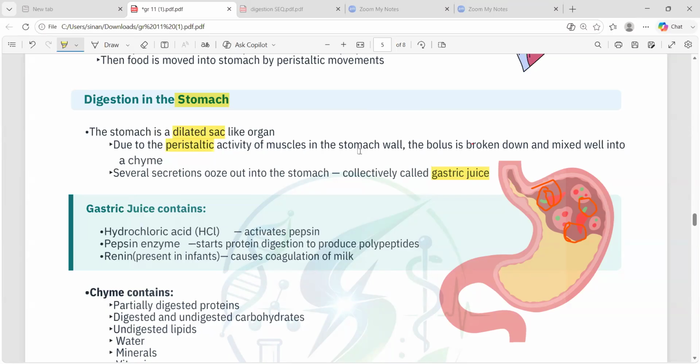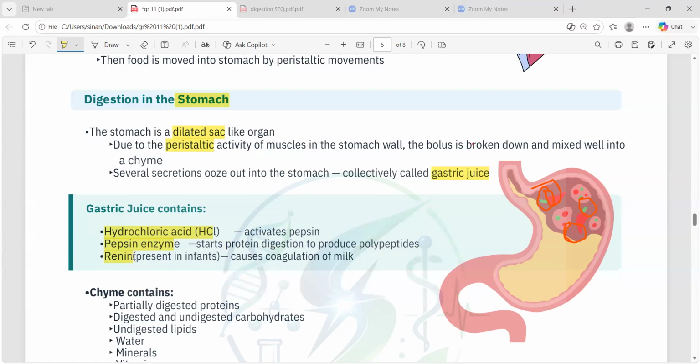And this gastric juice mainly contains water. This was not given in your syllabus, but in A levels you always study it. Gastric juice mainly consists of water, and also it has hydrochloric acid. HCl you all might know, right? And then we have the pepsin enzyme. So the enzyme secreted by the stomach wall is pepsin. And also there is something called renin, which is mainly present in infants.